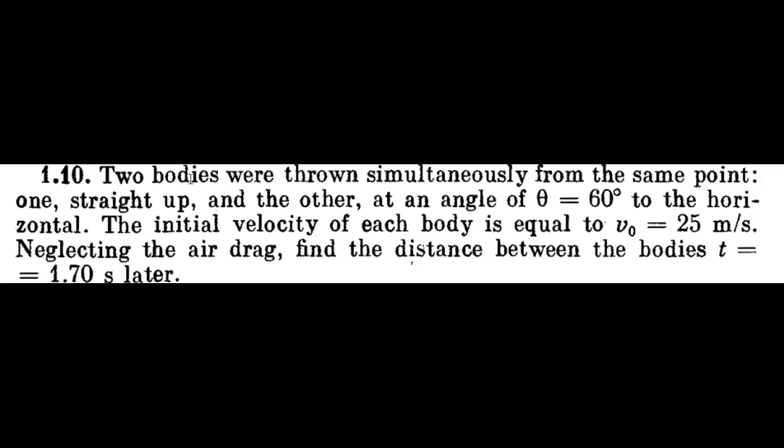It is written: two bodies were thrown simultaneously from the same point, one straight up and the other at an angle theta to the horizontal. Initial velocity of both the bodies is equal to v0, neglecting the air drag. Find the distance between the bodies t equal to 1.7 seconds later. Alright, so this is the figure. This is the point O from which both the bodies are thrown. One body A is thrown vertically up and the other B is thrown at an angle theta.